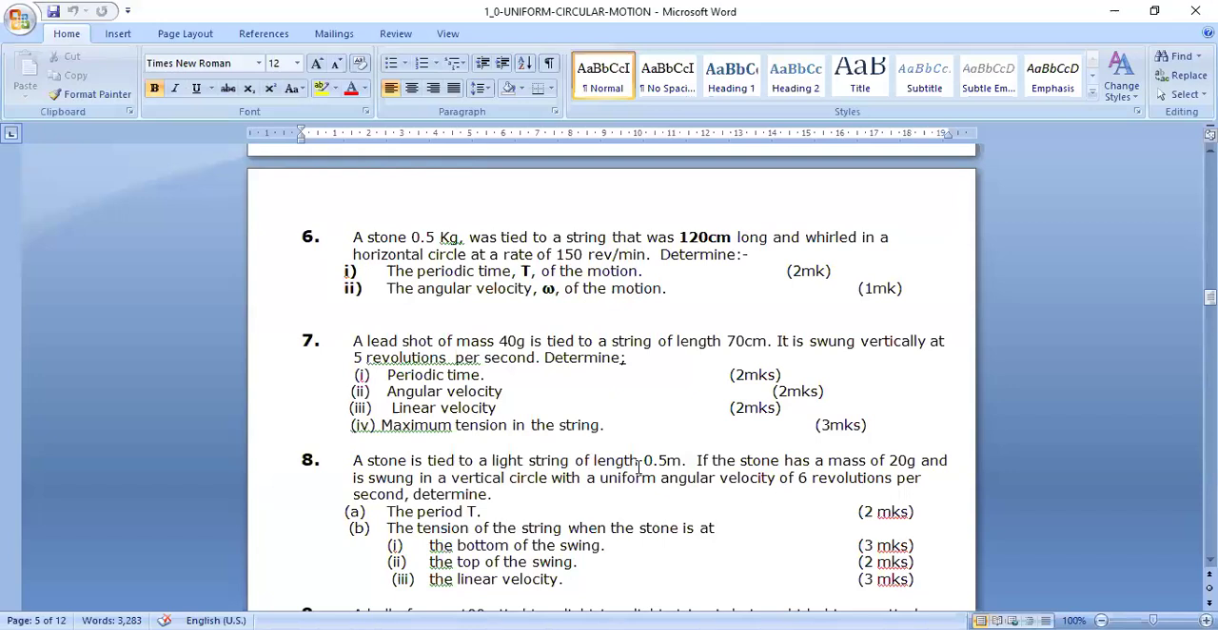We substitute. T is equal to, the mass should be in kilograms, so it's 0.04 times 21.994 squared over r, which is 0.7, plus mg. Our m is 0.04, then our g is 10. Correct. So let's work out.